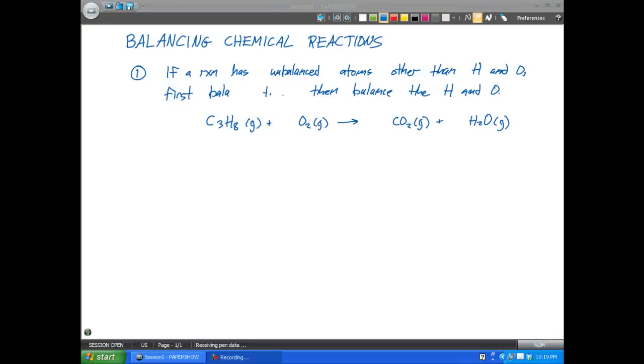So in this case, we have 3 carbons on the left and only 1 over on the right. So we're going to put a 3 in front of the CO2. That balances out the carbons.